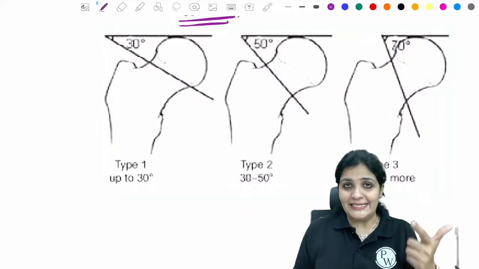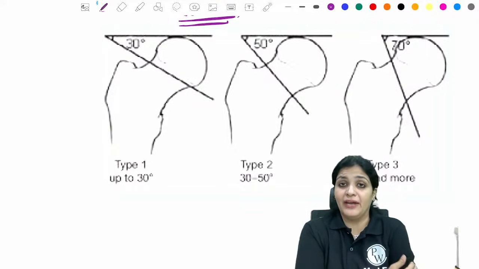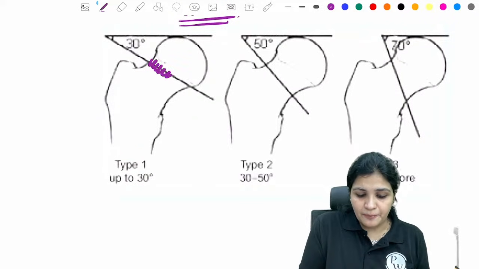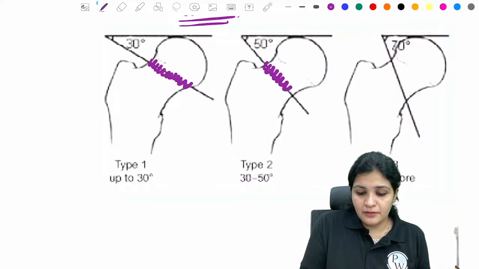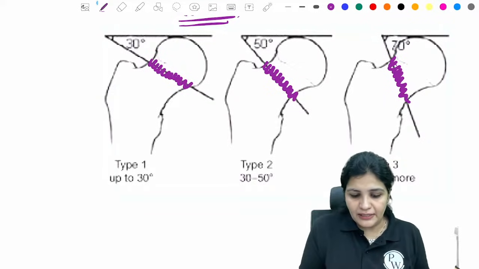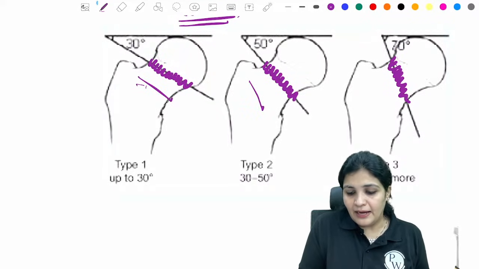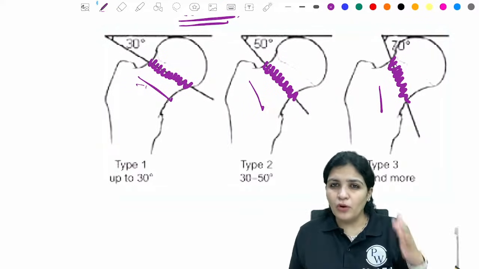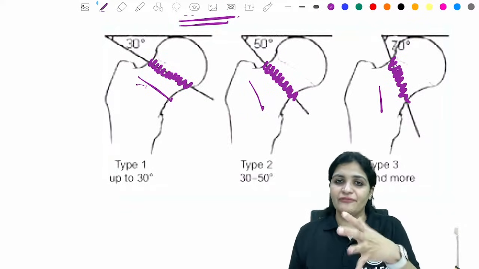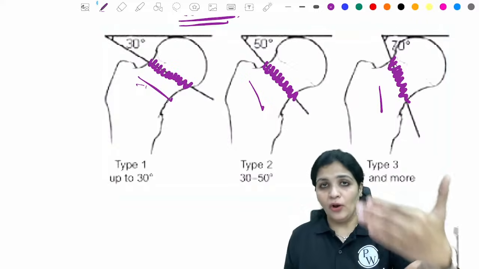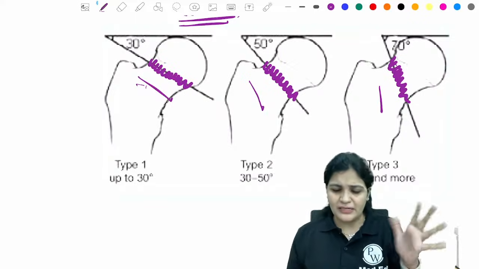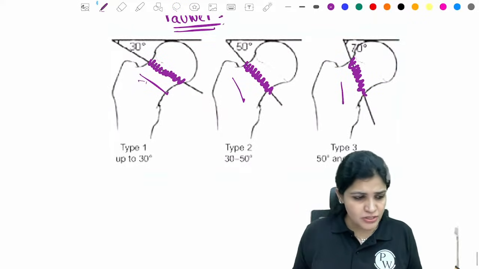Whenever the angle is increasing, the rate of non-union is increased. Here this is the fracture, and here, and here. As the fracture becomes more horizontal, the line is like this here, like this here, and like this here. So as it becomes more horizontal, the union is difficult. At 70 degrees, it lands up in non-union. At 50 degrees, there is little chance of non-union. At 30 degrees, the healing is good. So that is Powell's, not very much used.